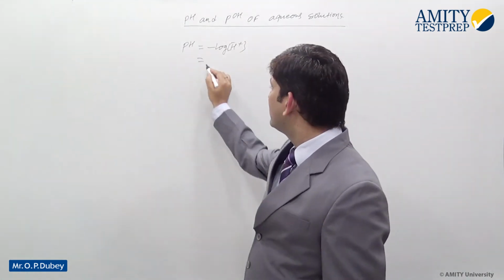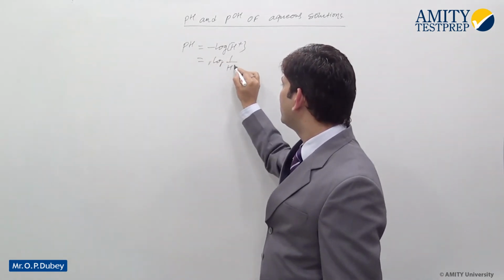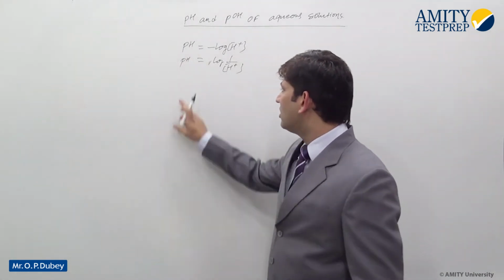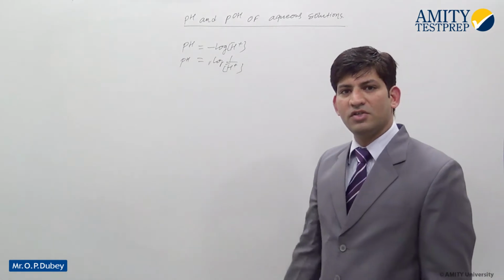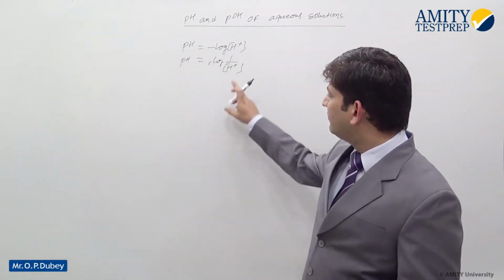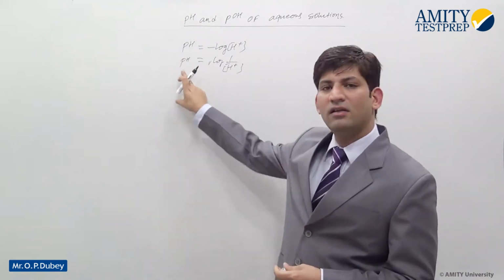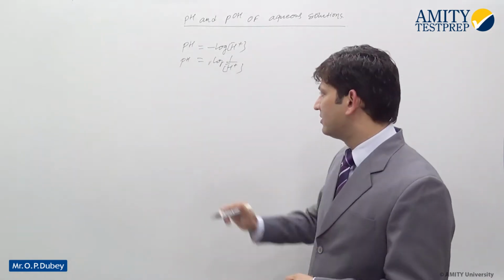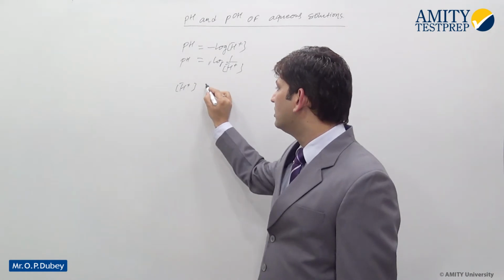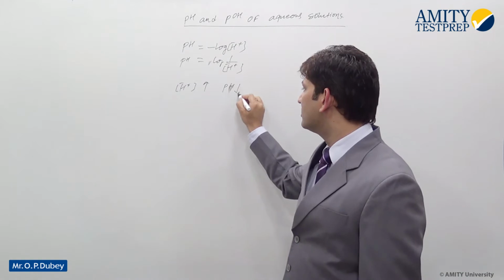This equation can also be written as log 1 over the H+ ion concentration, and from this equation we can see that the pH of the solution and the H+ ion concentration are inversely related. That means if the H+ ion concentration in the aqueous solution increases, then the pH of the solution decreases.